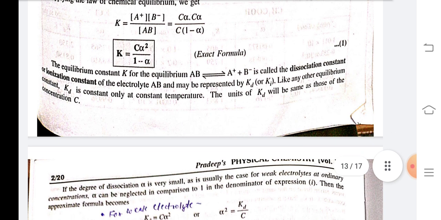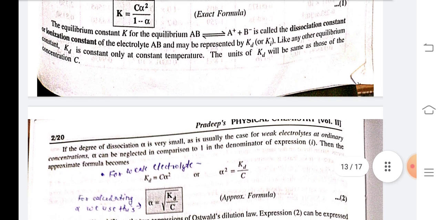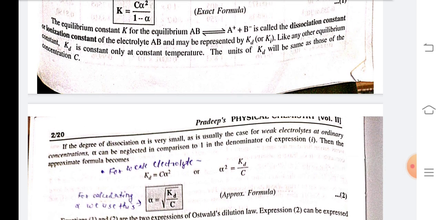The equilibrium constant K for the equilibrium AB in equilibrium with A positive plus B negative is called the dissociation constant or ionization constant of the electrolyte AB and may be represented by Kd or Ki. Like any other equilibrium constant, Kd is constant only at constant temperature. The units of Kd will be same as those of concentration C.